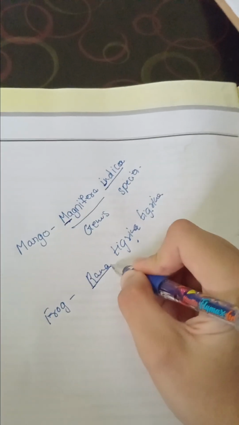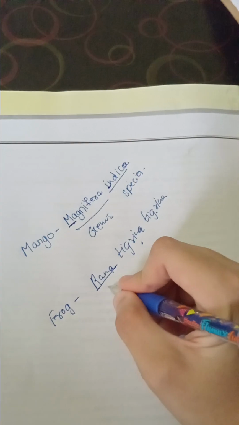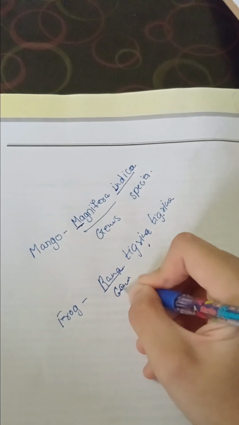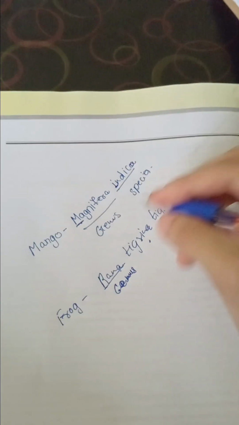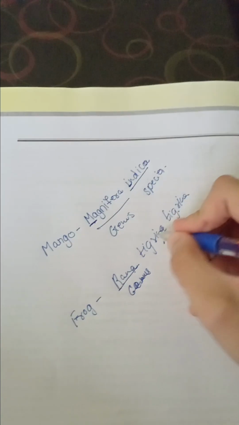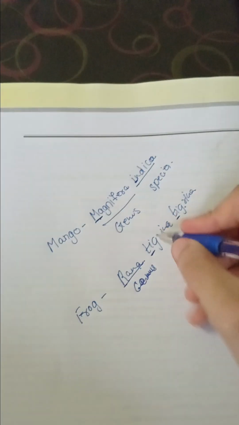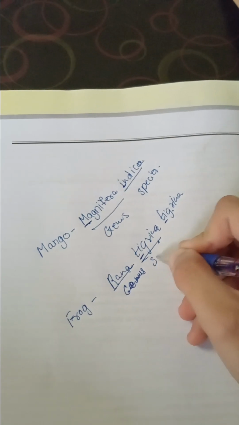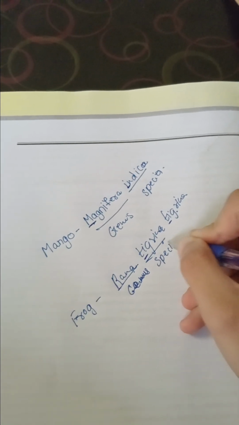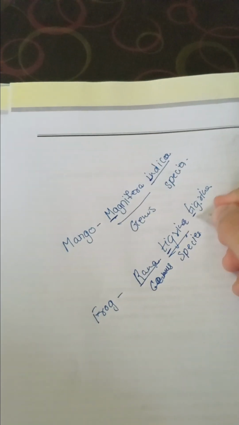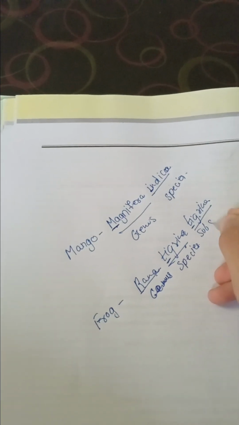So here, what is the genus? Obviously, Rana. Here, always the species and subspecies names should be in small letters. So this is the species, and this is the subspecies.